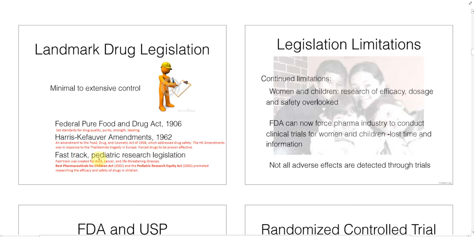We also have some fast-track and pediatric research legislation for the benefit of treating AIDS, cancer, and other life-threatening illnesses. The Best Pharmaceuticals for Children Act of 2002 and the Pediatric Research Equity Act of 2003 promoted research into the efficacy and safety of drugs specifically in children, because children and women have been shown to have very little research done as to the effects of drugs on them, which makes it really hard to figure out whether or not a drug is safe.